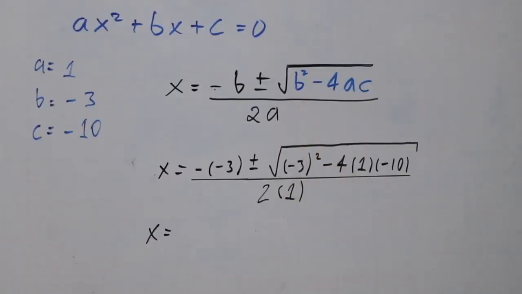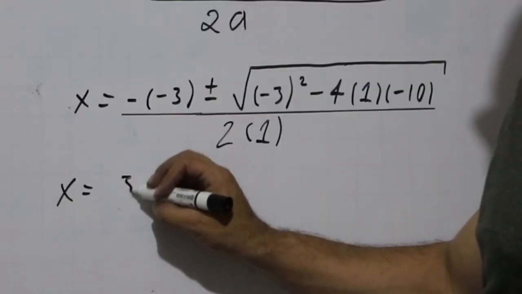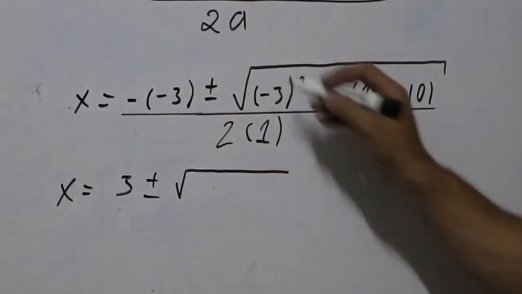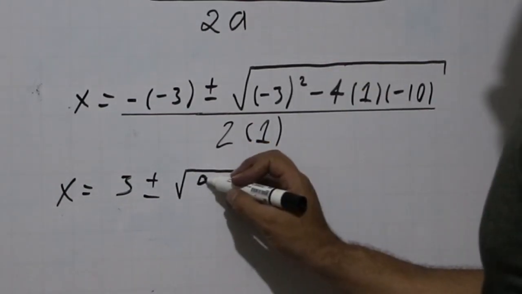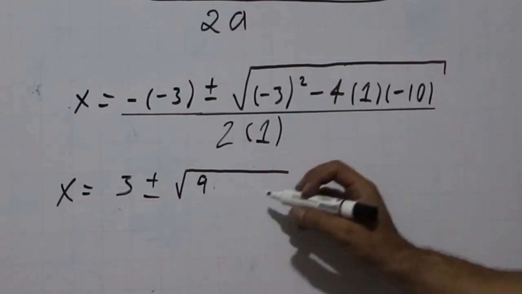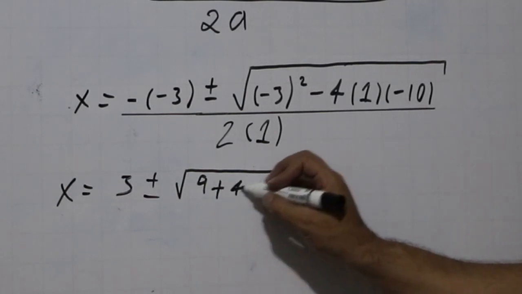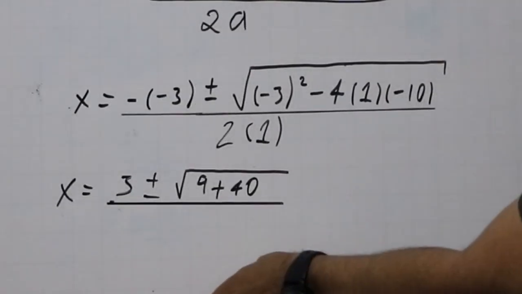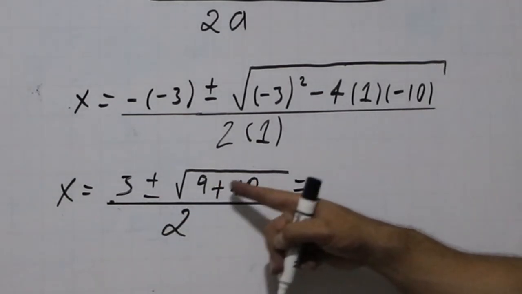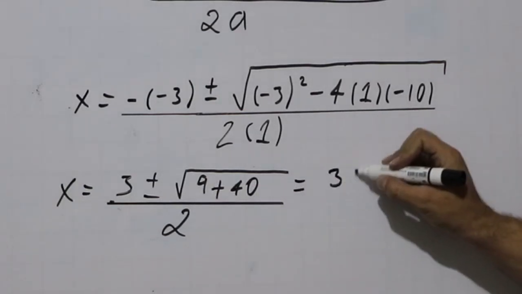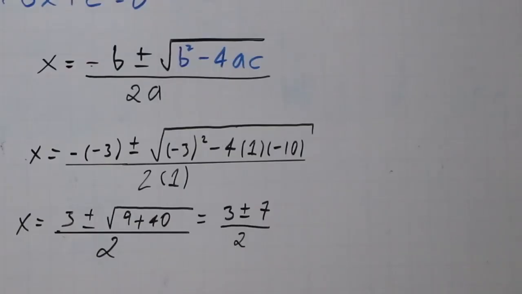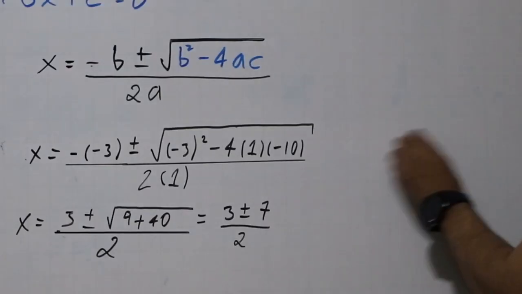Now we have to perform the calculations. We have positive 3, plus or minus the square root of minus 3 squared, that's positive 9, and we have minus 4 times 1 times minus 10, that's a positive number, that's 40. And all that over 2. Now this number is going to be 49. We get 3 plus minus 7 over 2. We have 2 roots or zeros of the equation, or answers.